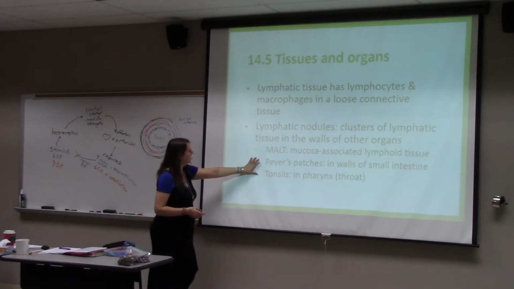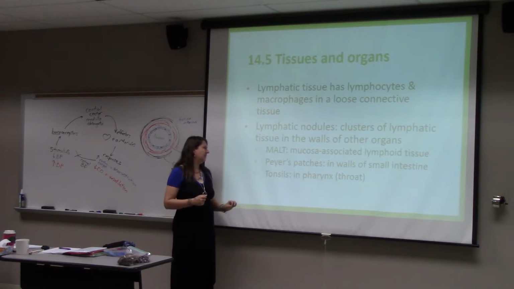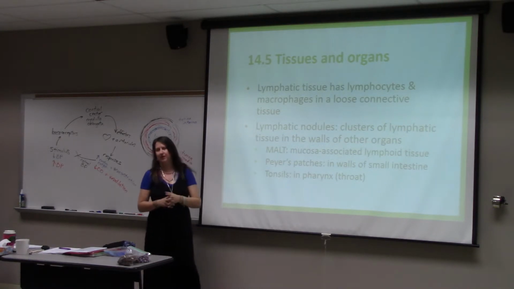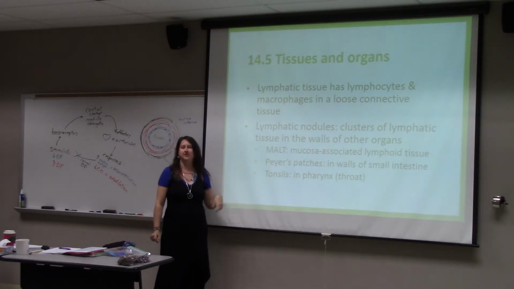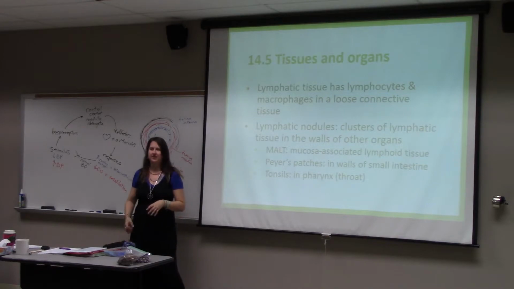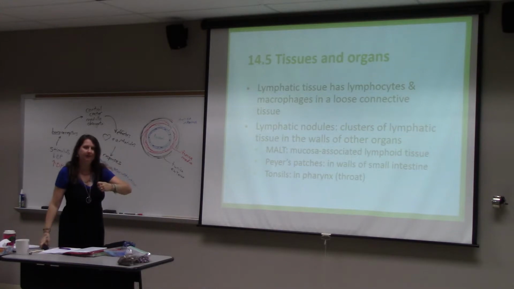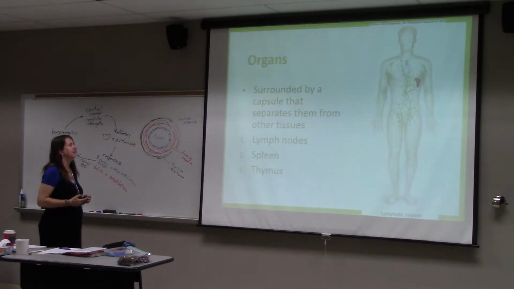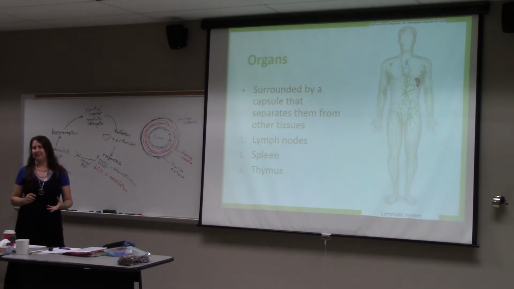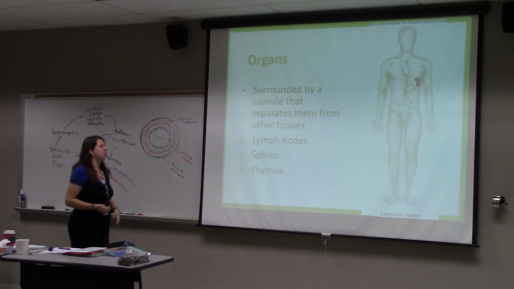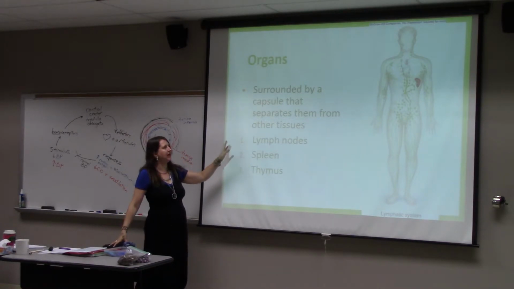There are some special areas of MALT. In the small intestine, part of it has nodules called Peyer's patches. And then your tonsils are the largest lymphatic nodules. They are clusters in your throat. What defines an organ of the lymphatic system is that it's separate from other organs rather than part of its wall. The organs are lymph nodes, the spleen, and the thymus.